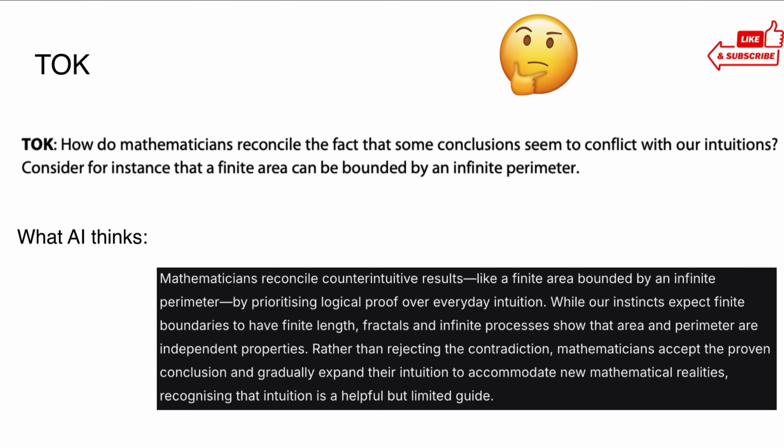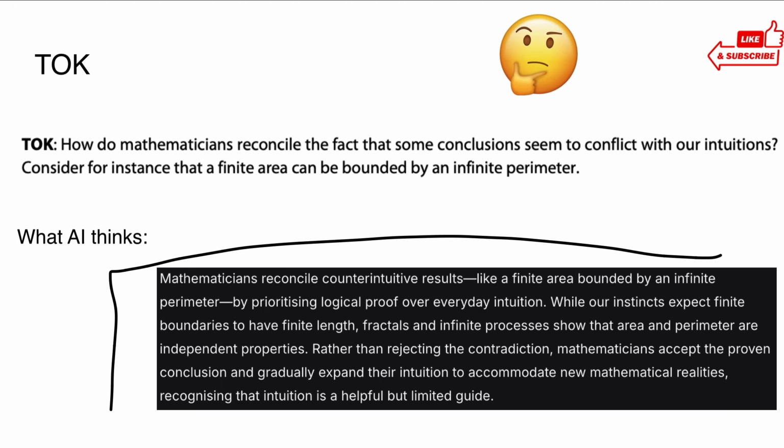All right, now the TOK part. So for this subsection, the IB gives us the question, how do mathematicians reconcile the fact that some conclusions seem to conflict with our intuitions? Consider, for instance, that a finite area can be bounded by an infinite perimeter. So you might want to think about this. This seems like a fun thought. And here I have attached a screenshot from when I asked DeepSeek this question, so you may want to read that.